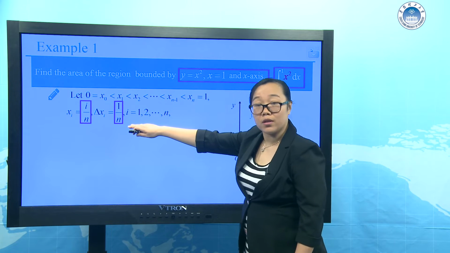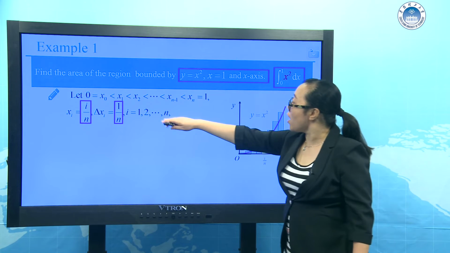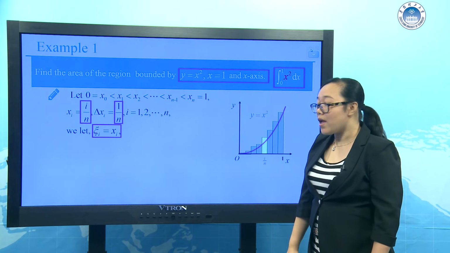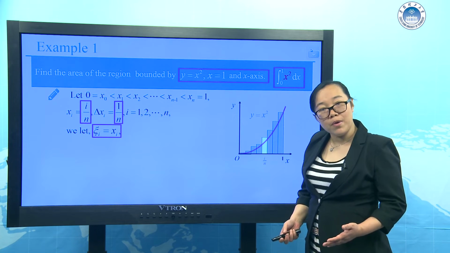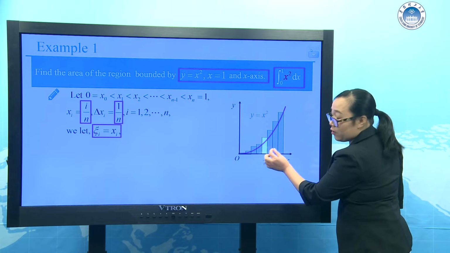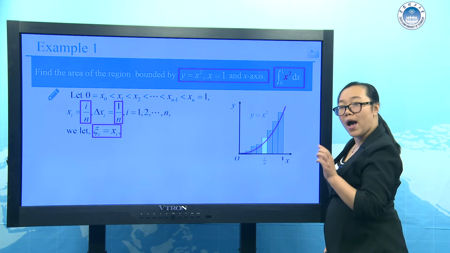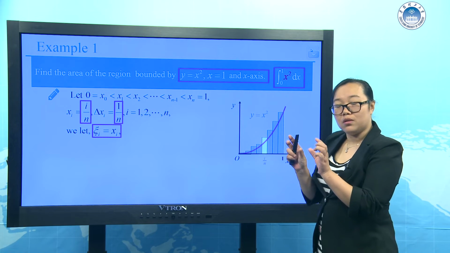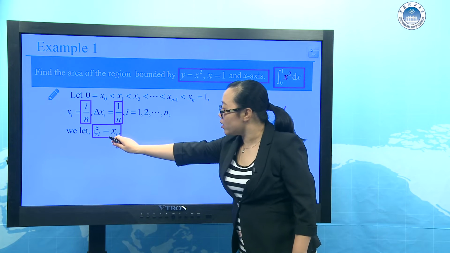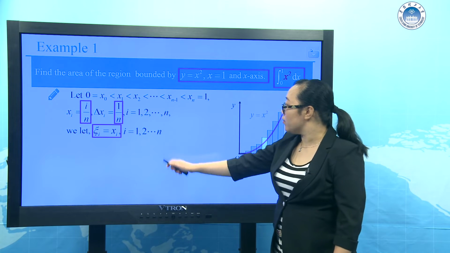n is fixed, okay? n is sometimes a variable. i goes from 1 to n. We write xi star equals xi. Xi star means some fixed point in the given interval. You can select the left point or the right point or any point between the endpoints. So now we take xi star equals the right point xi, i from 1 to n.